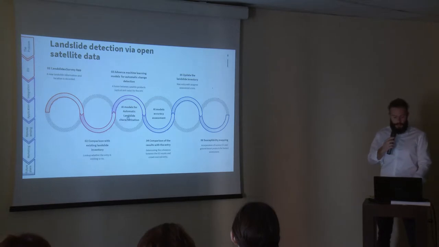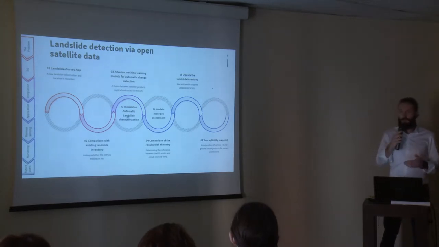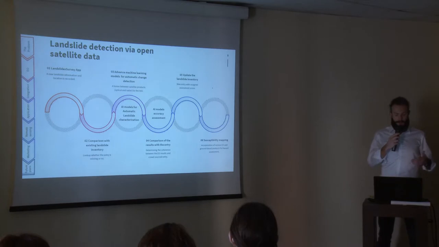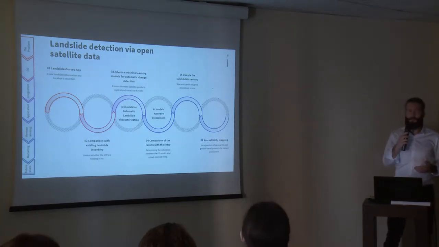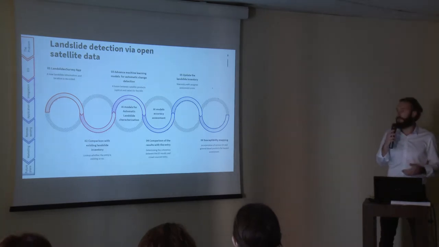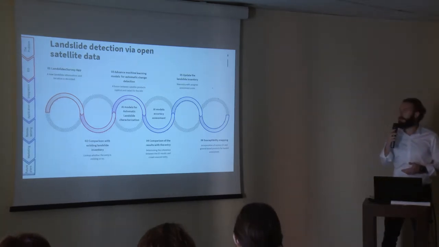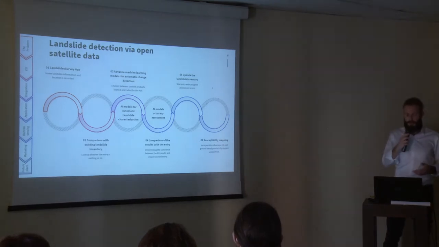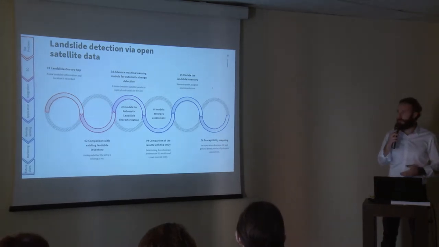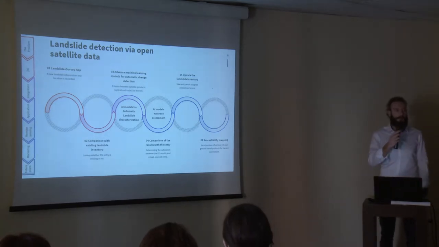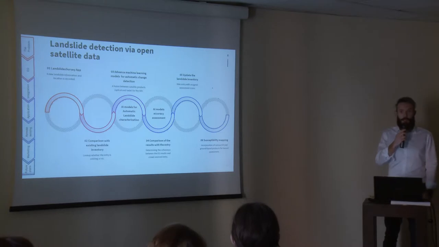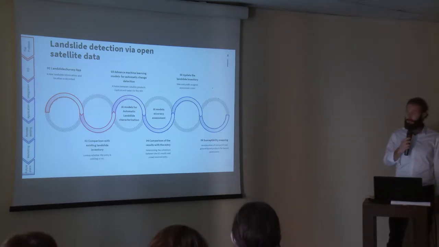After that, additional advanced machine learning techniques for automatic change detection will be implemented using a fusion between optical and radar satellite images. Here we're planning to use Sentinel-1 and 2, because for the scope of our work, the spatial and temporal resolution are quite good. In addition, artificial intelligence models will be implemented for the automatic landslide characterization.